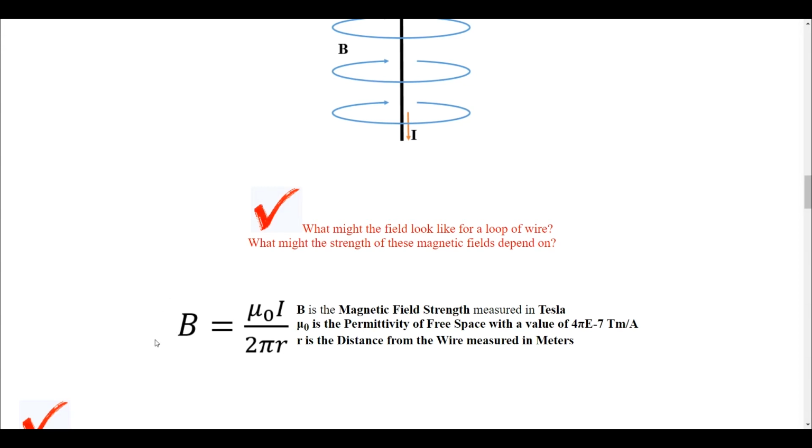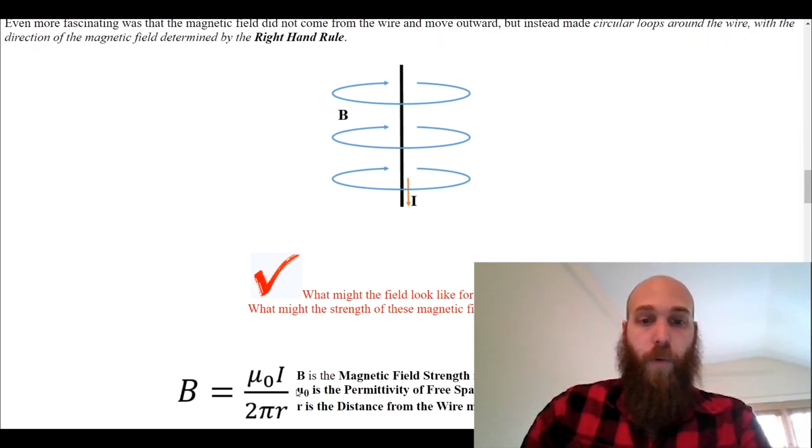where B is our magnetic field strength that's measured in Tesla, and it really depends on some constants, and then current divided by how far away you are from the wire. As current increases, magnetic field strength will increase, and as r increases, as we get further away from the wire, magnetic field is going to decrease. This is our formula for the magnetic field strength around a current carrying wire.